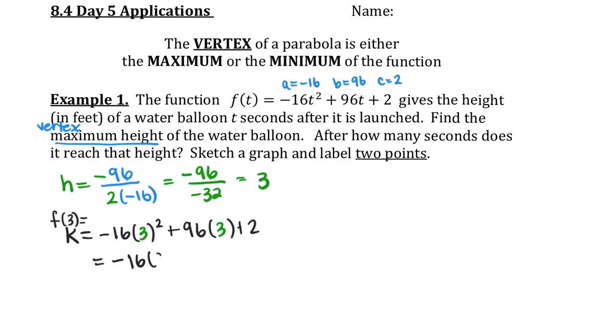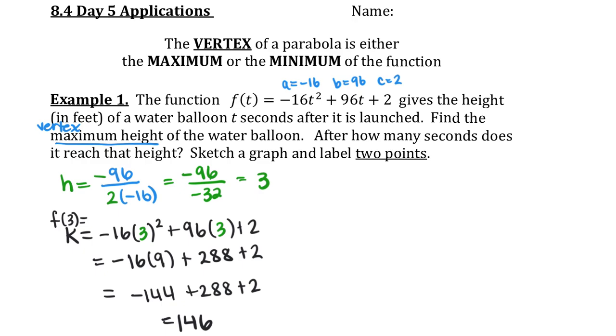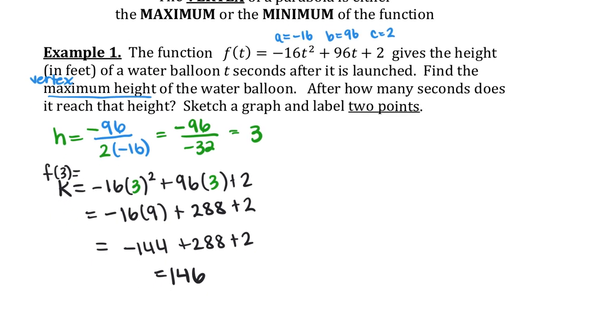3 times 3 is 9. 96 times 3 is 288. Negative 16 times 9 is negative 144. You can use a calculator or you can do it on the side. Then negative 144 plus 288 is 144, plus another 2 is 146. Okay, now I'm going to go back and read the question to see if I've even solved anything.